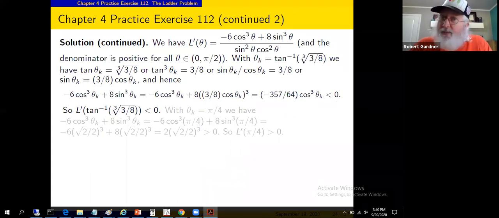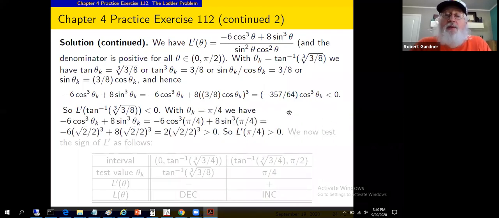Excellent. That'll be useful in increasing, decreasing information. So when we take L prime and evaluate it at this angle, we get something negative out. The numerator's negative, as we showed. Denominator's always positive over the interval 0 to pi halves.